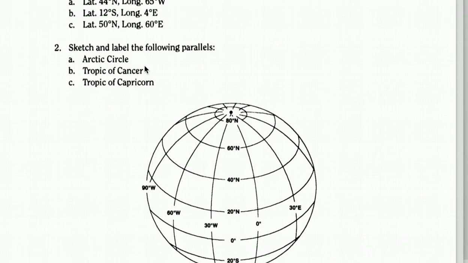So next to it, go ahead and write, like you wrote 66.5 degrees north here. Right next to Tropic of Cancer, 23.5 degrees north. And then Tropic of Capricorn is 23.5 degrees south. And then you'll go and you will label these on here.